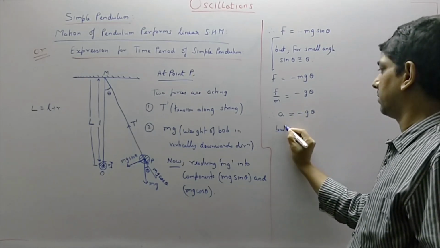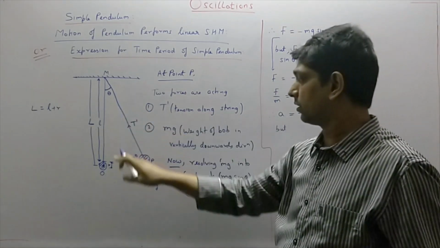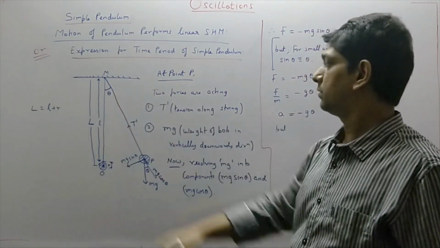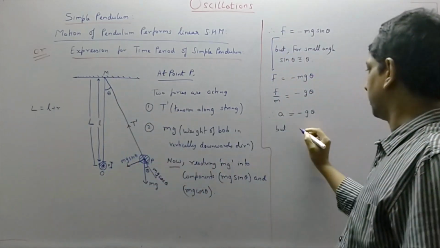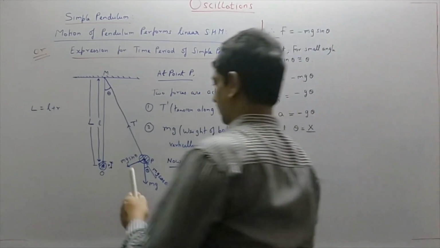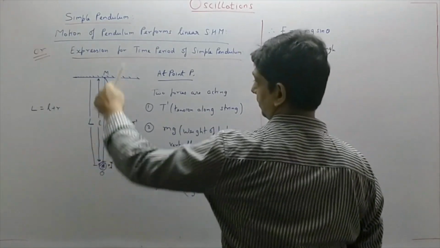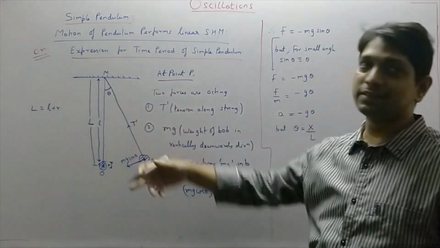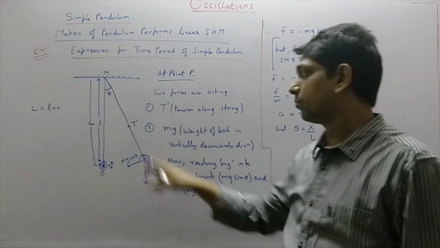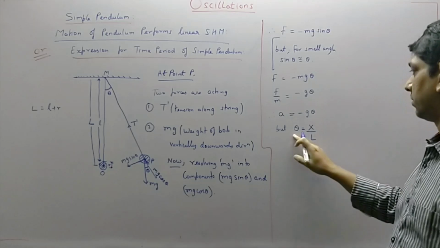But what is theta? From the diagram, theta is this displacement x by L, that is opposite upon adjacent. So theta is x, which is measured from the mean position, divided by L, where L is the adjacent side or length of the string. Tan theta and sin theta are approximately the same: sin theta is opposite upon hypotenuse and tan theta is opposite upon adjacent, and for a very small angle we can take either. So theta is x by L.